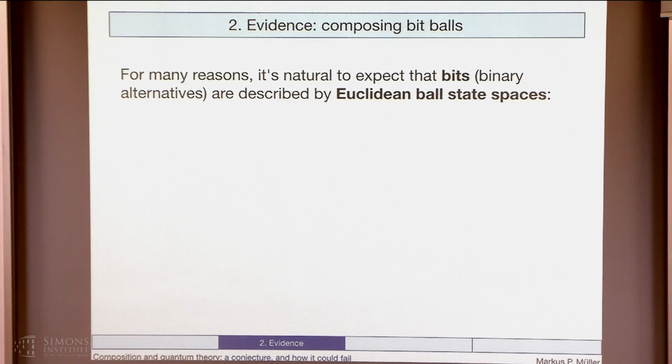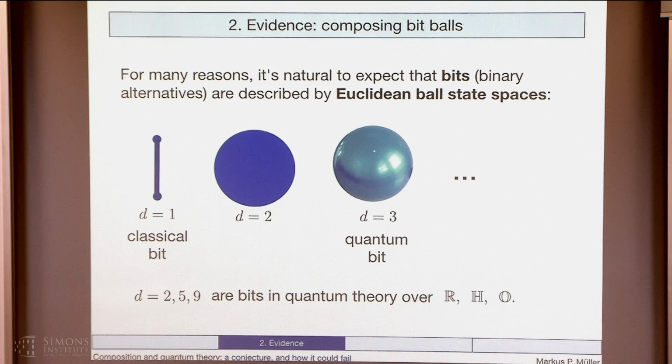Among all these state spaces that I talked about, there are ones that very naturally describe bits or two-level systems with binary alternatives. These are the ones which have a Euclidean ball as a state space. For example, the quantum bit is one example with a Bloch ball. But actually, the classical bit is also a ball, a one-dimensional ball. And you can always distinguish the North Pole, for example, perfectly from the South Pole, but not more.